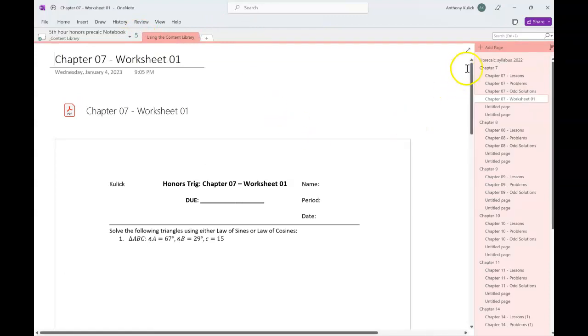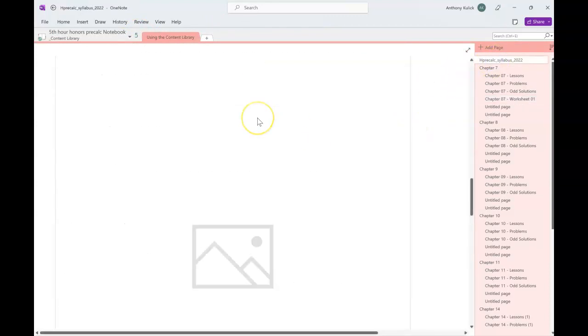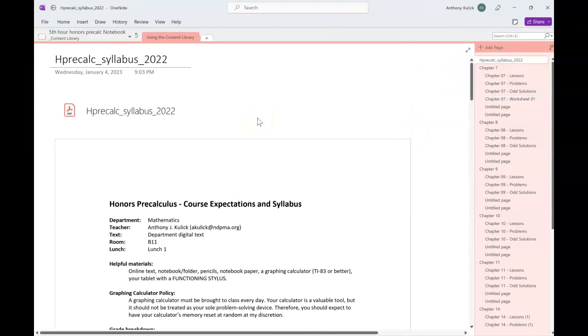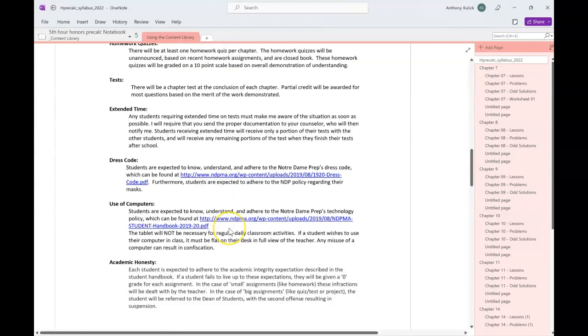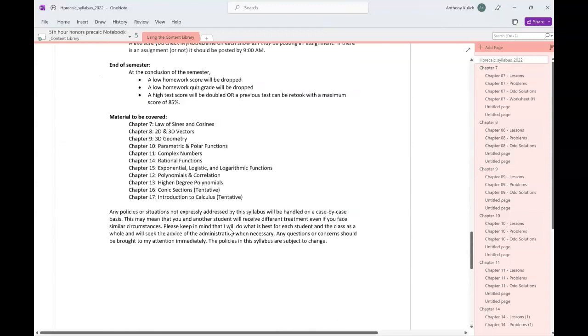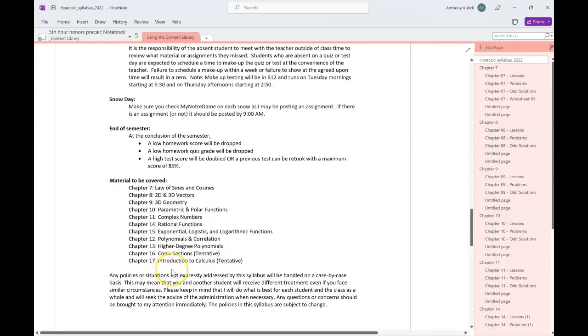So I'm going to look in the content library here first and just talk about the syllabus briefly. I'm just going to hit on a couple of main points because the syllabus for second semester is almost identical to the first semester syllabus. The only thing that changed was the content we're covering.